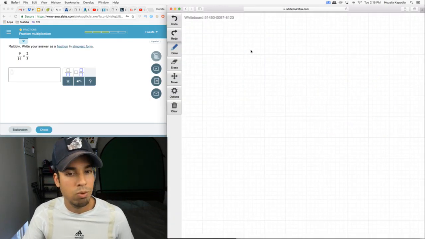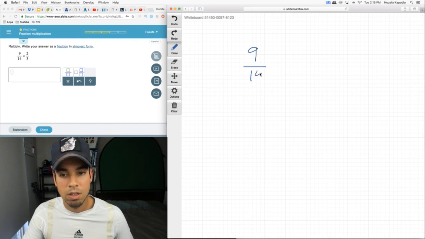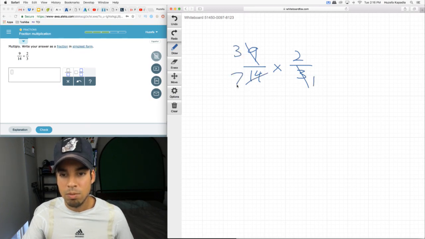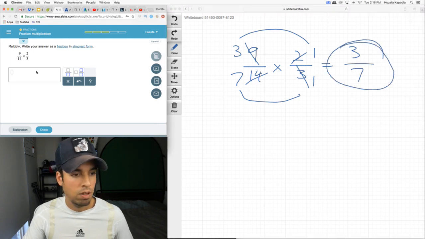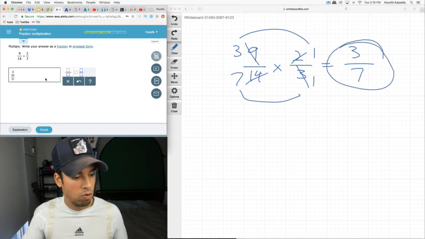Okay, now we've got 9/14 times 2/3. Same deal, these can both be divided by 3, that becomes 1, that becomes 3. These can be divided by 2, becomes 7 and 1. 3 times 1 is 3, 7 times 1 is 7. 3/7.